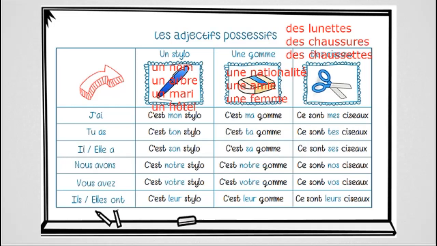If you want to say, this is her husband. Her husband. Okay. This is say, her husband. Mari. Her husband, not husbands. Okay. Son mari. Okay. Son mari.